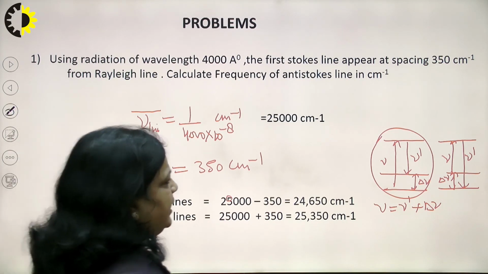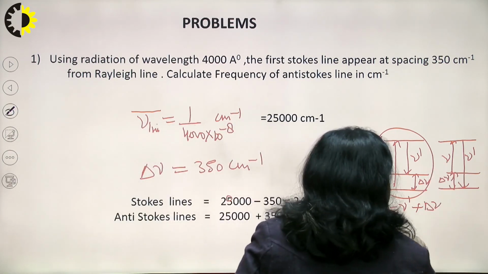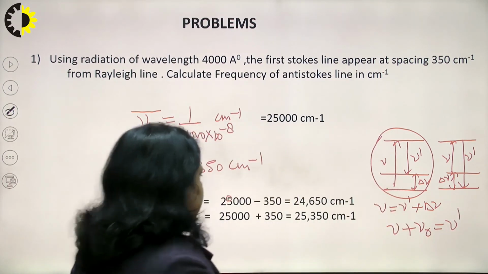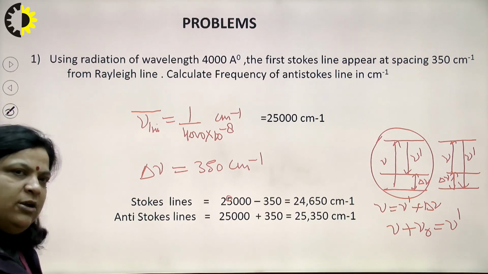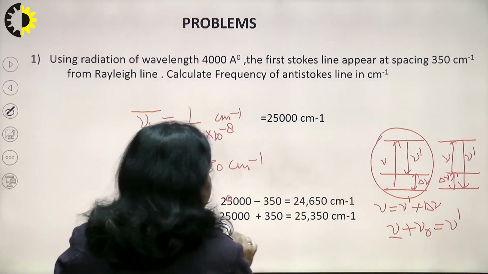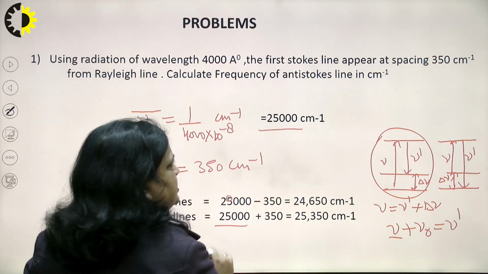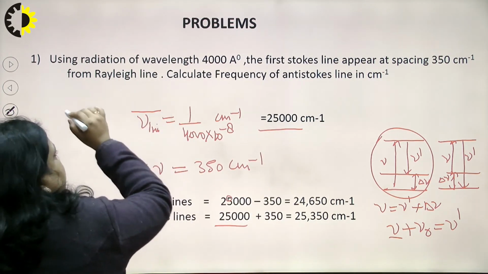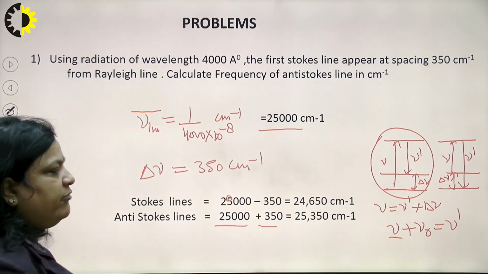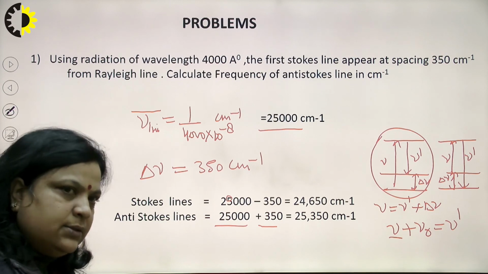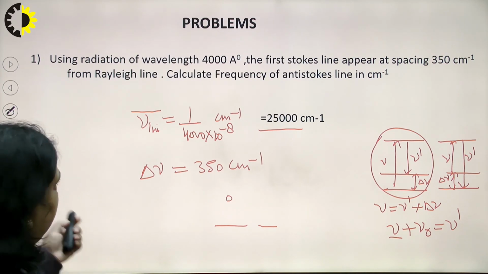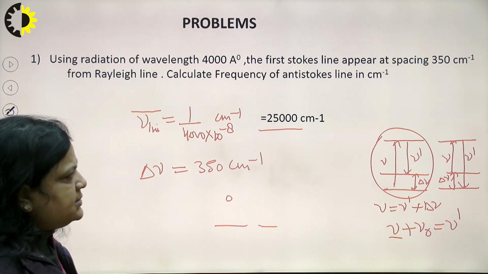Now, in the anti-Stokes line, we see that nu plus delta nu is equal to this. So, in case of the anti-Stokes line, what will be the frequency? nu is the initial frequency, which is 25,000 centimeter inverse, and the shifting is 350. So, here plus 350, and we get 25,350 centimeter inverse. So, you can prepare these two types of questions. First is this and second is this.